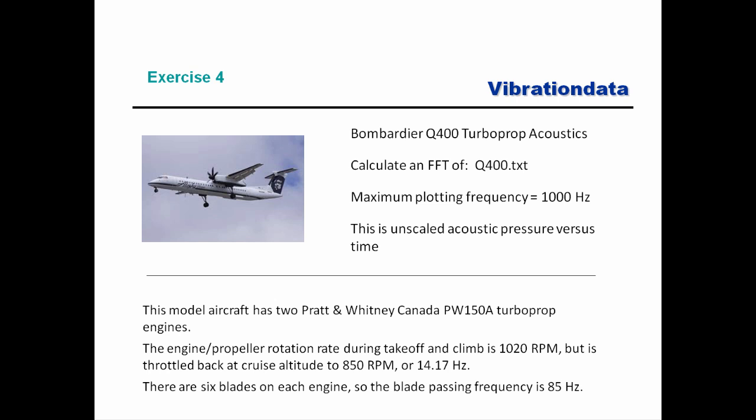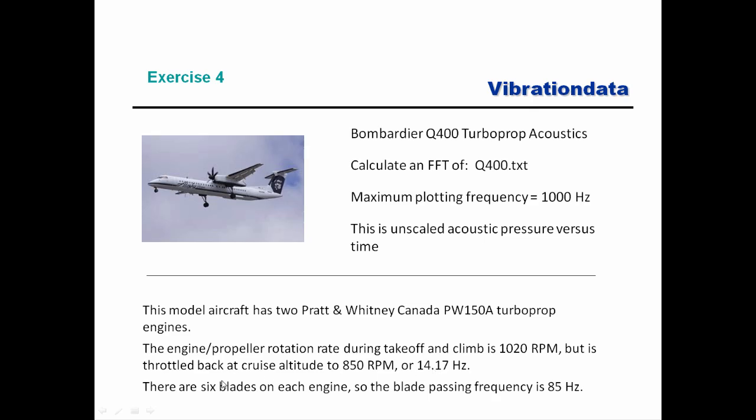So here we have a Bombardier Q400 turboprop aircraft. It has two Pratt & Whitney Canada PW150A turboprop engines. Now the engine propeller rotation rate during takeoff is 1,020 RPM. But then the engines are throttled back at cruise to 850 RPM, and that's equal to 14.17 hertz. So that is going to be the cruise altitude turboprop hub oscillation frequency, or rotation frequency.